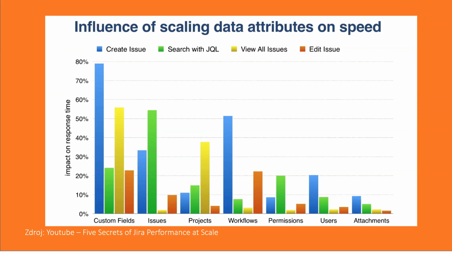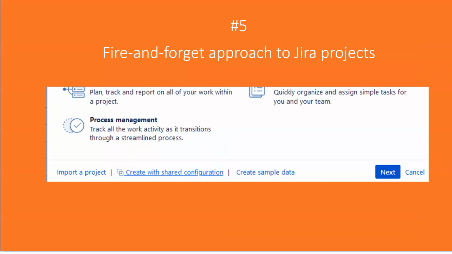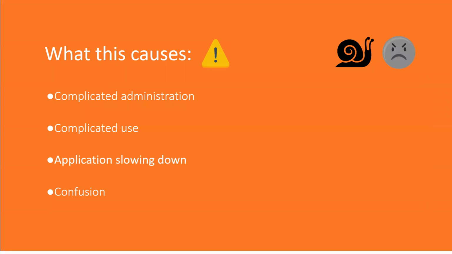So let's move on to Jira projects. As I said, creating new projects in Jira is really easy. You simply create them from these templates from Atlassian, and then, well, what do you do then? So a better way to create a project is to use the create with shared configuration button. So what does it do?